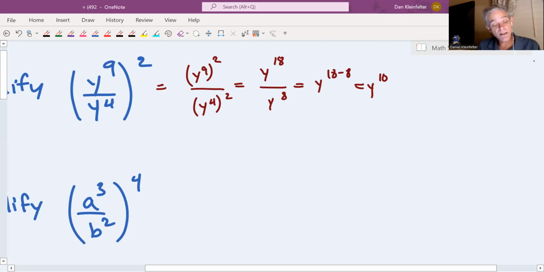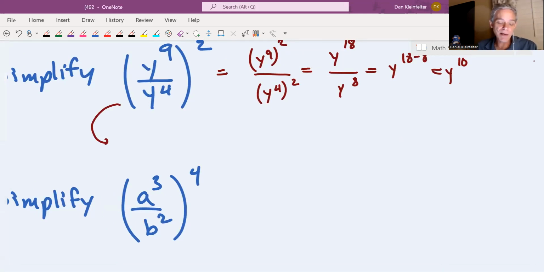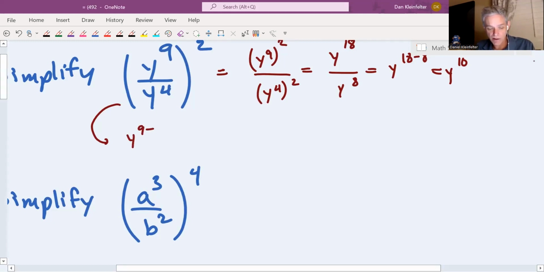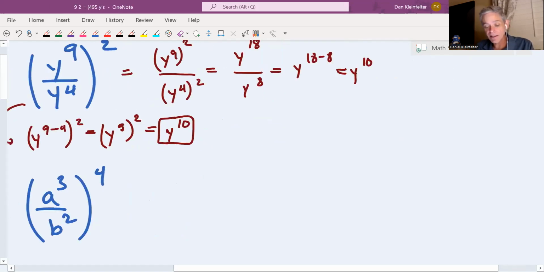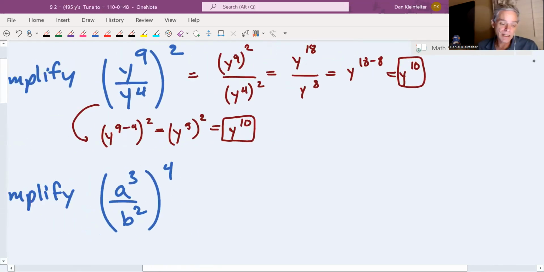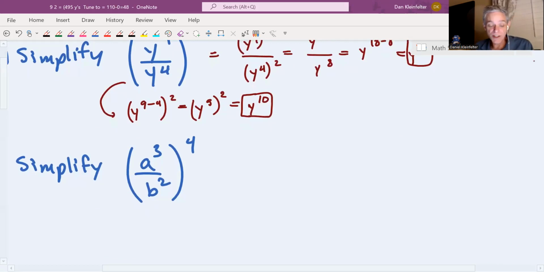Okay, so you can ask yourself, is that the only way to do it? No. You could have said, well, let me simplify the inside first. Y to the 9th power divided by y to the 4th power. Let's take care of that first. This may be a little better, in fact. 9 minus 4 is 5. That's y to the 5th power squared. We'll use the power to a power rule, get y to the 10th power. With exponent rules, there's often, like almost always, more than one way of doing something. And sometimes it's better. Other times it's not really any better. Okay, so you get your choice.